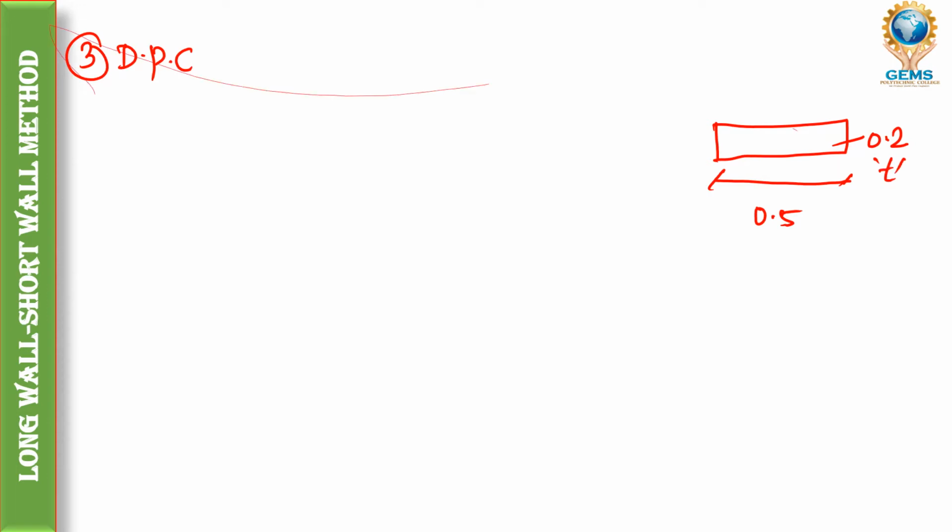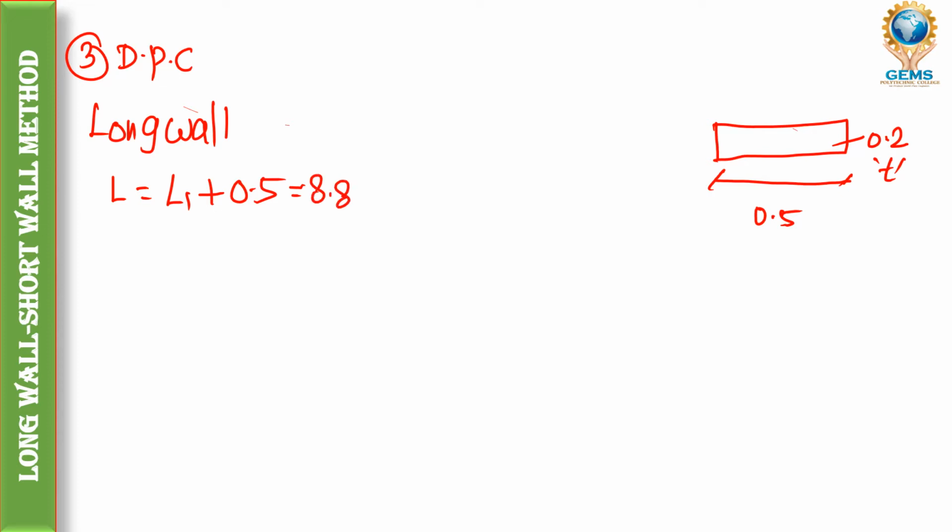So we need to calculate the length. First one is the long wall. For the long wall, length equals L1 plus 0.5. The L1 value is 8.3, plus 0.5, so 8.8. Then for L2 we find L2 plus the same 0.5. The L2 value is 4.8, so 4.8 plus 0.5 we get 5.3.